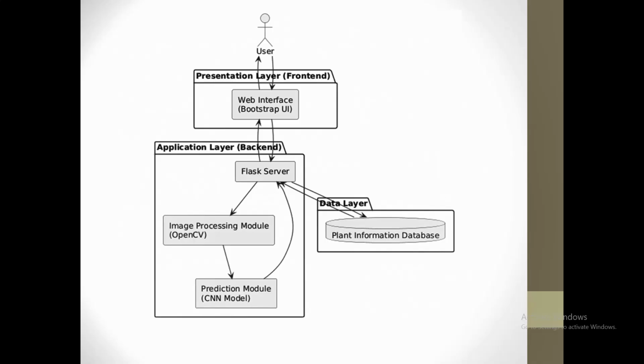Coming to the presentation layer, here we have used Bootstrap, our front-end framework, which is responsible for the look and feel of the page. Coming to the application layer, which is nothing but the backend, we have used the Flask framework, where everything is deployed. When an image is uploaded, it gets pre-processed by OpenCV libraries. Pre-processed test data is fed to our pre-trained model, and the prediction is made.